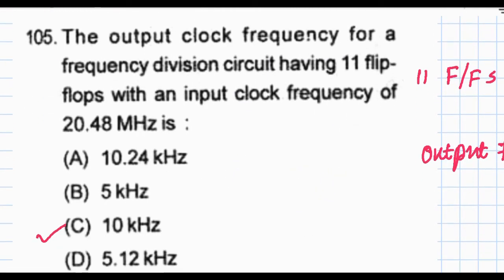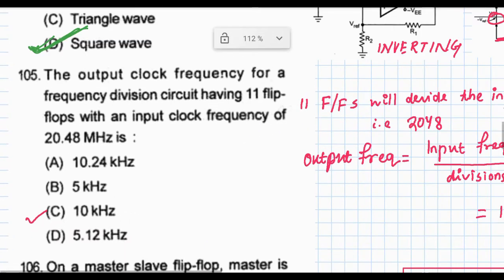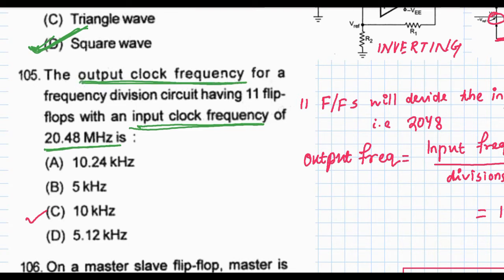Next question is question number 105. The output clock frequency of a frequency division circuit having 11 flip-flops with an input clock frequency of 20.48 MHz is. So this is asking for the output clock frequency if in the circuit we have used 11 flip-flops, with the input clock frequency given as 20.48 megahertz.